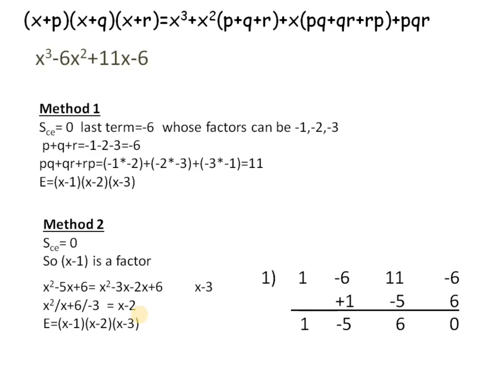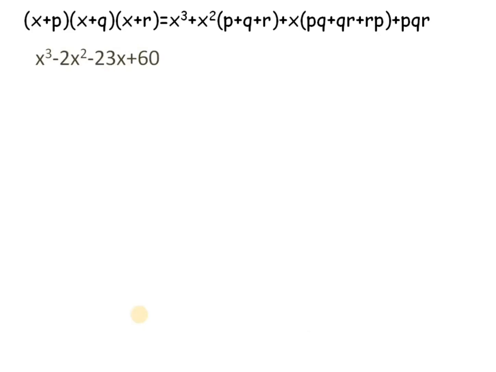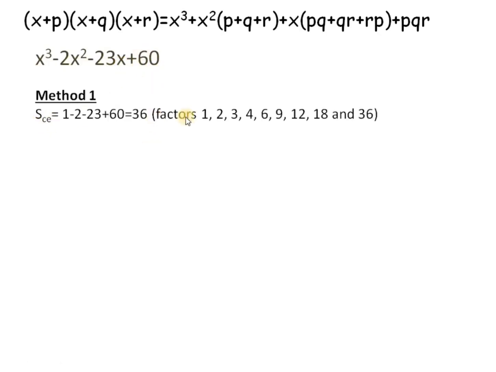So the beauty of this problem is just to explore what we can do if the sum of all the coefficients is equal to 0. Now let us try to explore it much further. So now we are taking x cube minus 2x square minus 23x plus 60. Now we have to take the sum of coefficients, which is 1 minus 2 minus 23 plus 60, that is 36, and also the last term, which is 60.